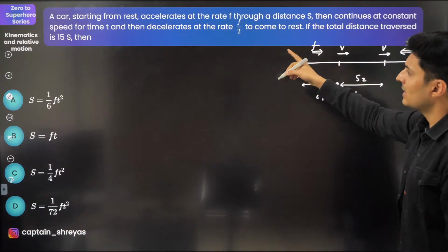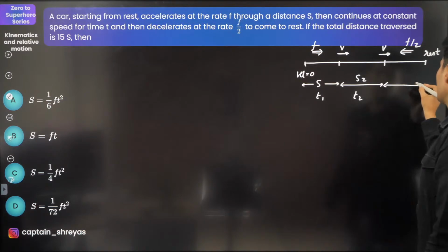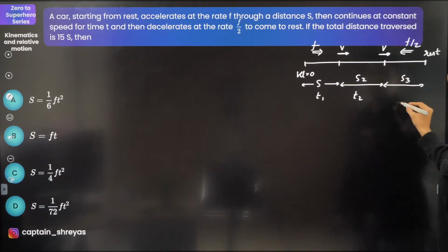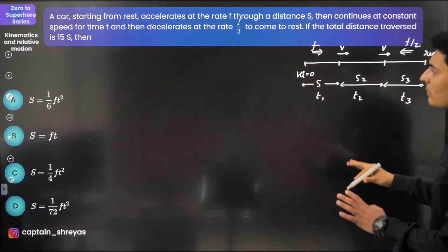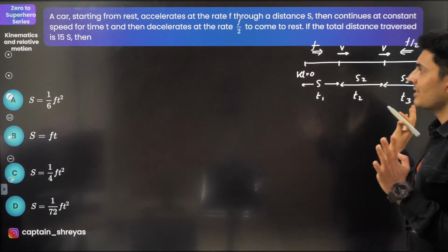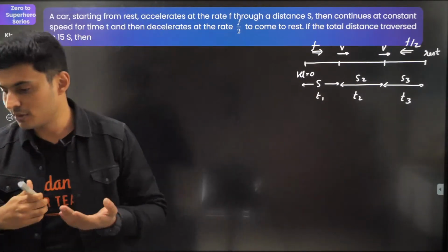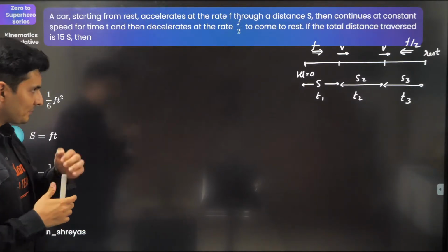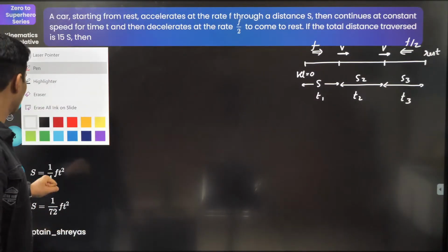And that's it. And this distance, I'm just going to call it S3. Okay, and this time T3. Cool. If the total distance traveled is 15s, then how much will it be? Okay, let's try to solve this question.